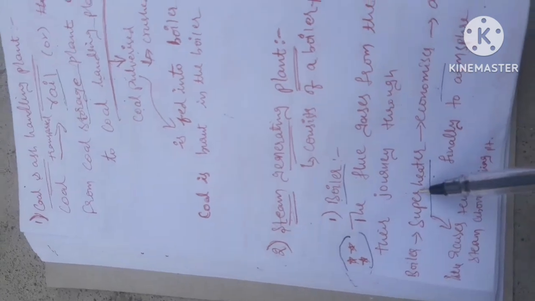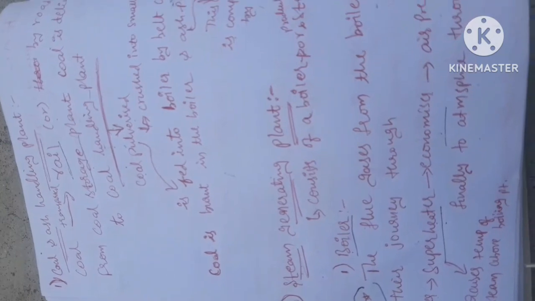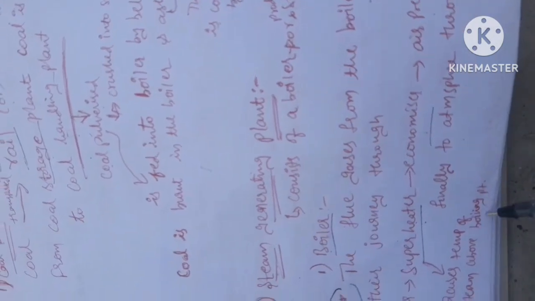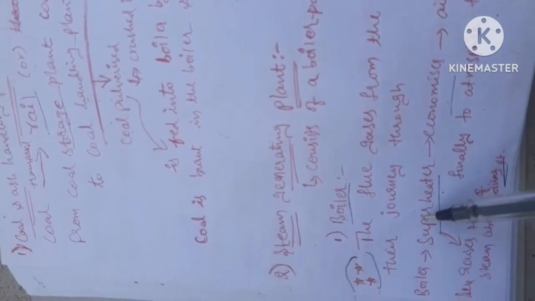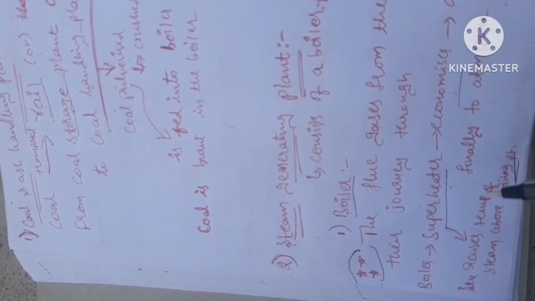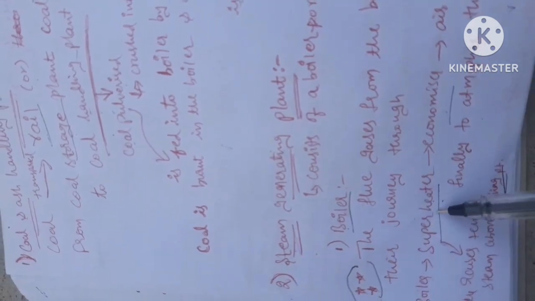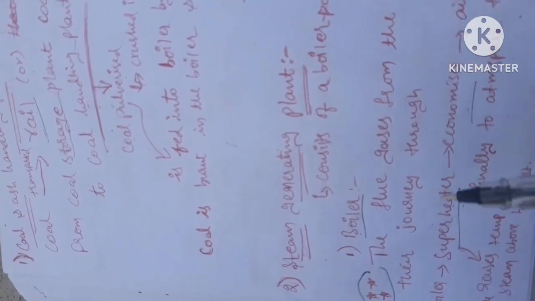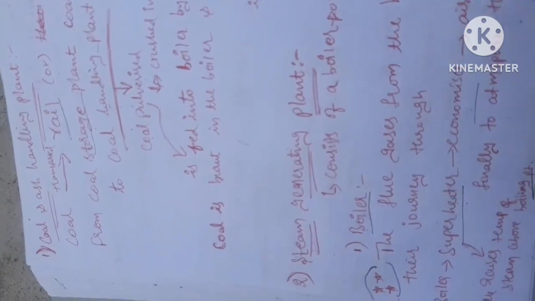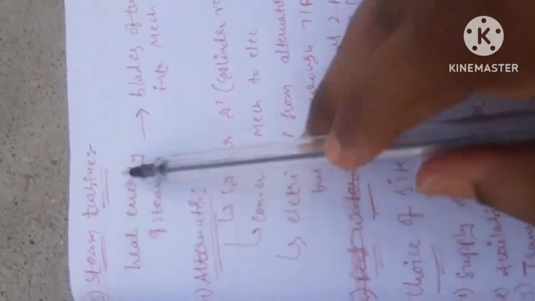In the superheater, it raises the temperature of the steam above the boiling point. Where this happens means it happens in the superheater. This is about the boiler. So next, after the boiler, we have the steam turbine.